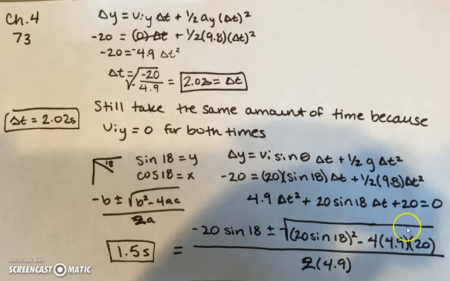You come out with two answers, but the other answer was negative, and you can't have negative time. So the positive answer is your answer, 1.5 seconds.